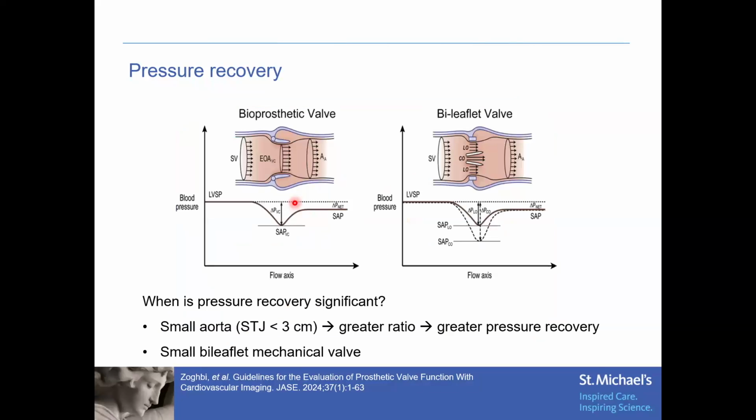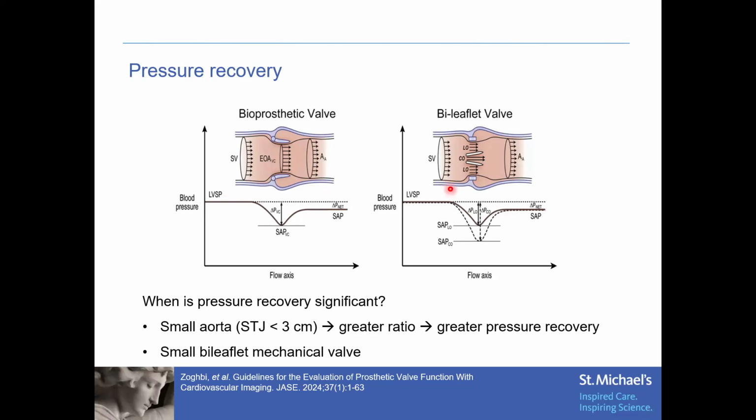And what do we need to keep in mind? Well, pressure recovery is most significant when patients have small aortas, and the cutoff is generally a sinotubular junction less than 3 centimeters, or in patients who have very small bileaflet mechanical valves. The reason for that is in bioprosthetic valves with small orifices or small aortas, again, that central orifice, you get flow acceleration, and in that small aorta, you have some pressure recovery. So that's the reason for bioprosthetic valves in small aortas.